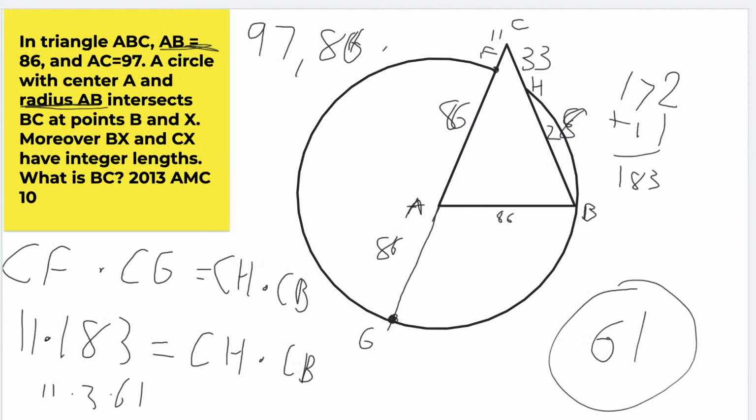So how did you get 61? Well, the reason is that after you factor it out, we know that CH times CB has to be 11 times 183, which is the same as 11 times 3 times 61. And then you know it can't be 3, it can't be 11. And then we get 33 and 61. But CB is the sum, and the sum is always 61. That's how we got 61. It has to be the bigger length.